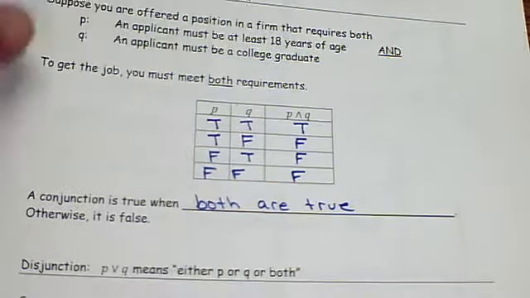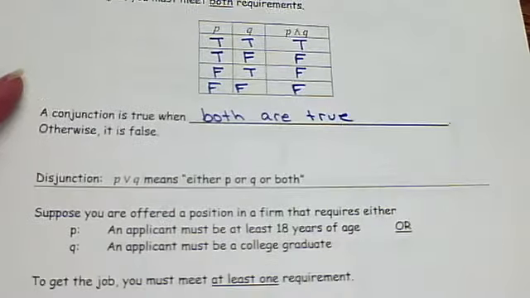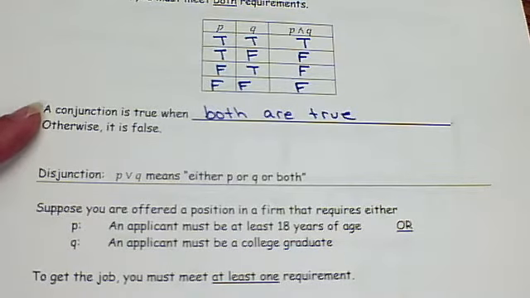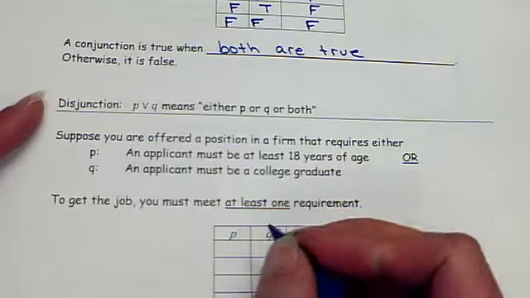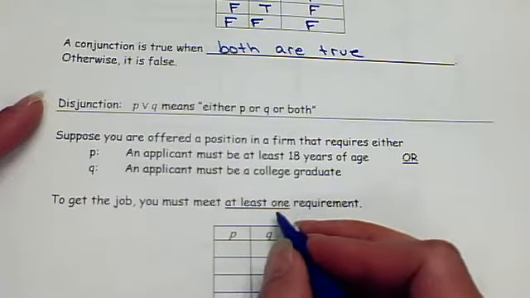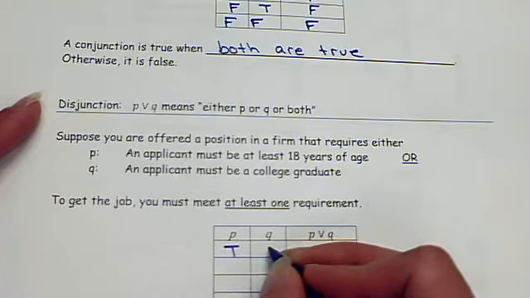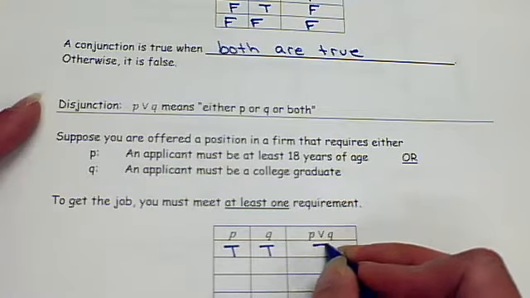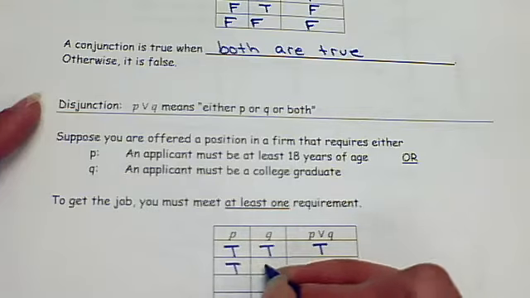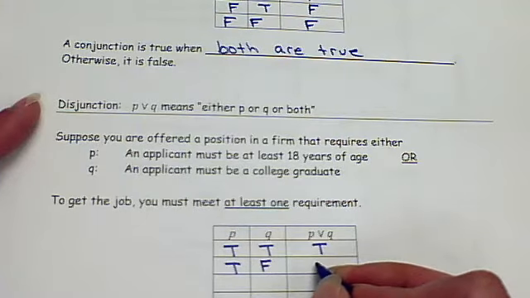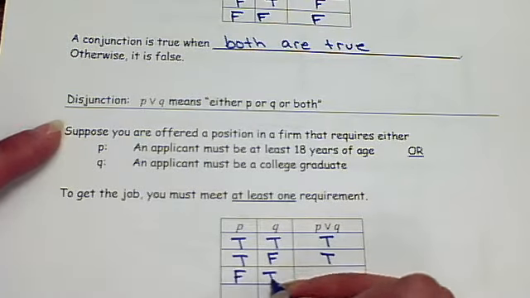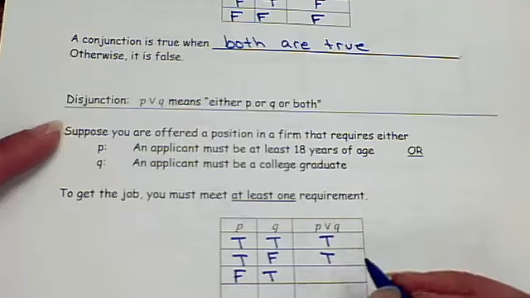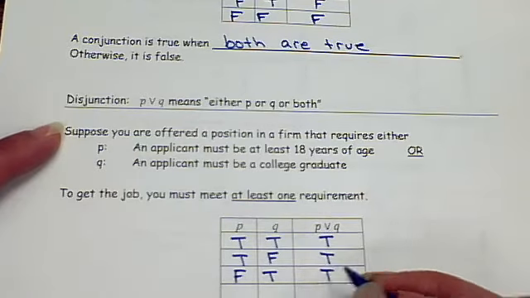Okay? What about or? Now, this or is an either or both. So you have to be at least 18 years of age or must be a college graduate. So you need at least one. What if you're 18 and a college graduate? You going to get hired there? Yeah. What about 18 and not a college graduate? Yeah, they said at least one of them. What if you're not 18 but you did graduate from college? According to this company, you're okay.